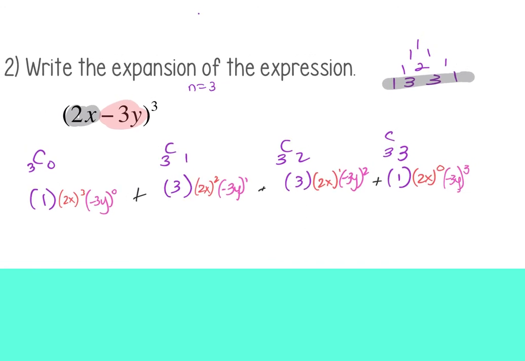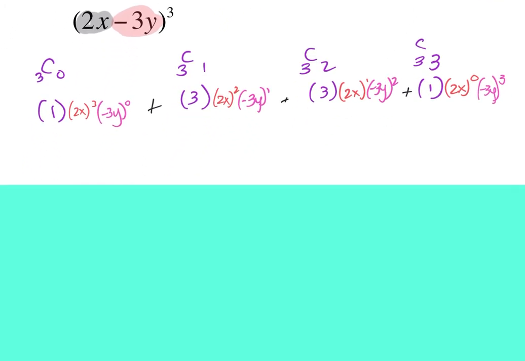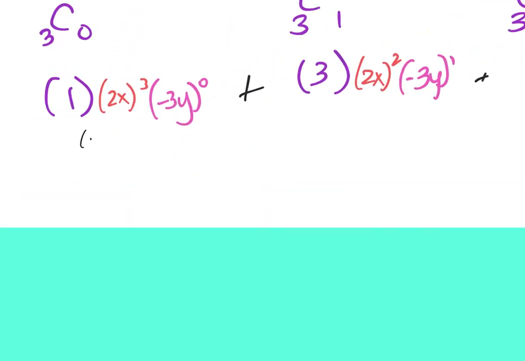But I have seen every year at least one person goes to multiply out consecutive terms. So be careful, okay? You should catch it because then there's not 4 terms. But for some reason, it happens. So for the first term, you're going to get 1 times 2x to the third, which would be 8x to the third. And then negative 3y to the 0 would just become 1. So this is 8x to the third.